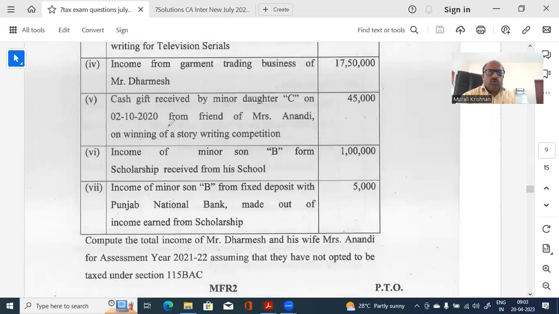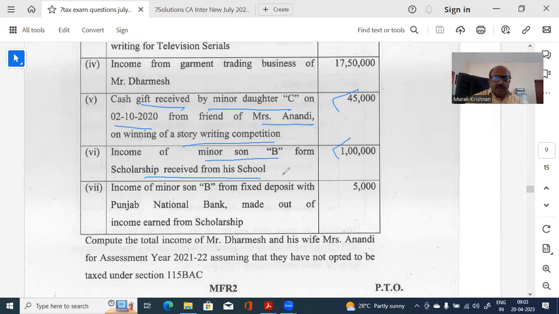Again, as I'm telling you, if you know the provision well, you can easily do it. But there's a method of doing this, which Singhania has done very well. Even in the chapter itself, he has done it like that. It's better to follow that. Minor daughter C, 2 on 210 from a friend of Mrs. Anandi on winning this thing, 45,000 cash received. Income of minor B from a scholarship from a school, 1 lakh.